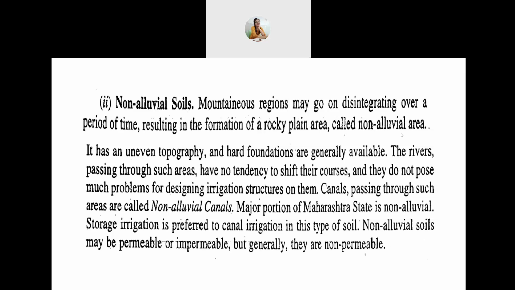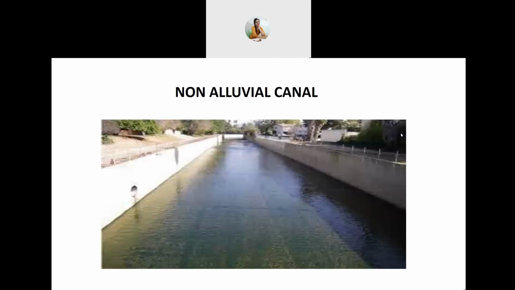Canals passing through such areas are called non-alluvial canals. Major portion of Maharashtra state is non-alluvial. Storage irrigation is preferred to canal irrigation in this type of soil. Non-alluvial soils may be permeable or impermeable, but generally they are non-permeable. In exam, you may get to write the difference between alluvial canals and non-alluvial canals. So this is a picture of non-alluvial canal, which can be readily or easily seen everywhere compared to alluvial canal.